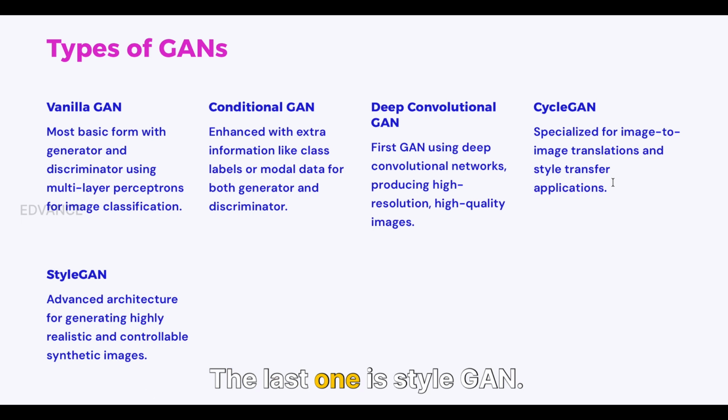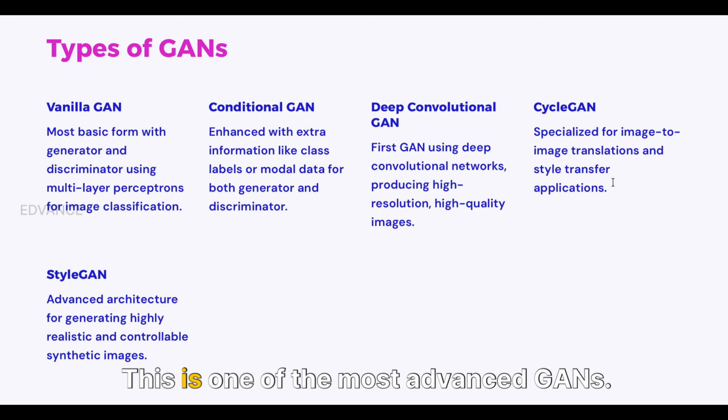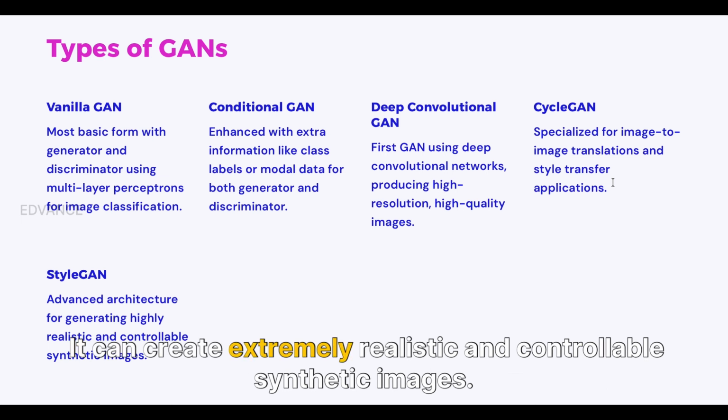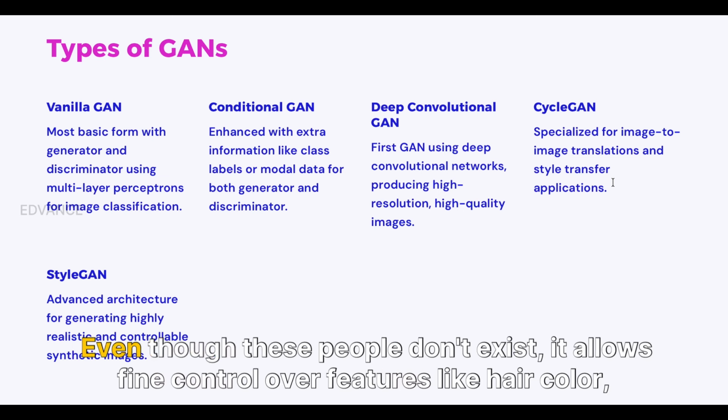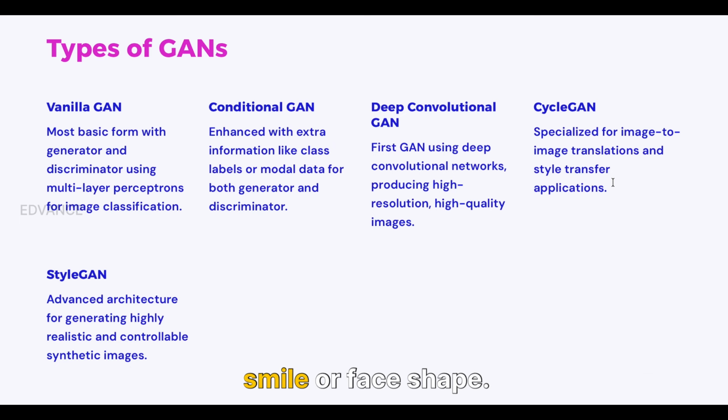The last one is StyleGAN. This is one of the most advanced GANs. It can create extremely realistic and controllable synthetic images. For example, StyleGAN can create human faces that look so real you cannot tell they are fake. Even though these people don't exist, it allows fine control over features like hair color, smile, or face shape.